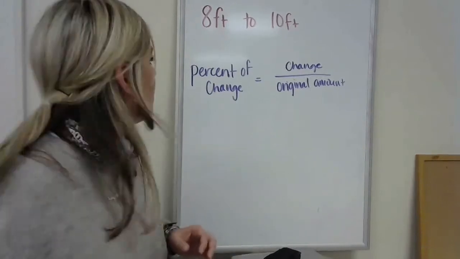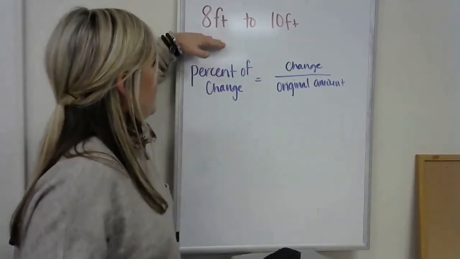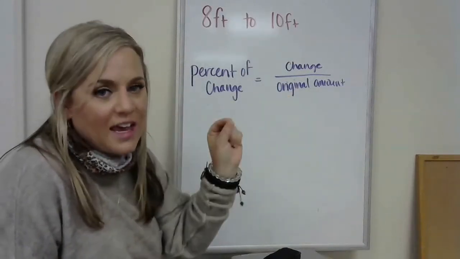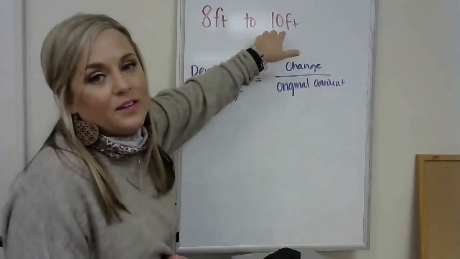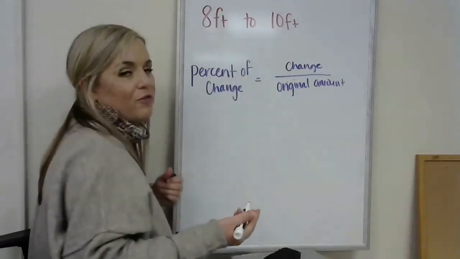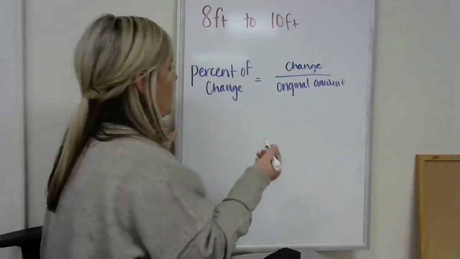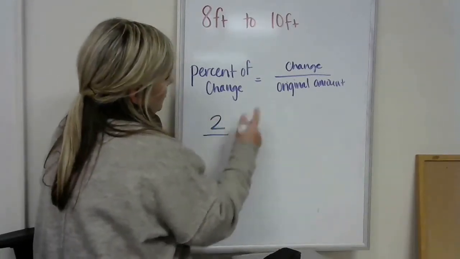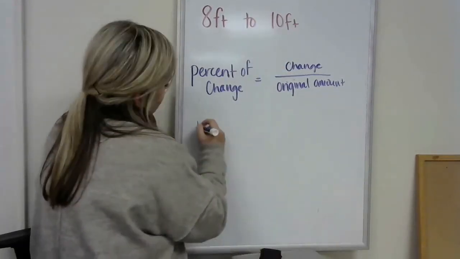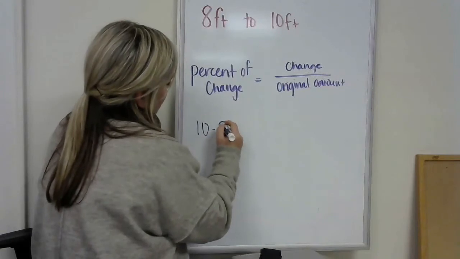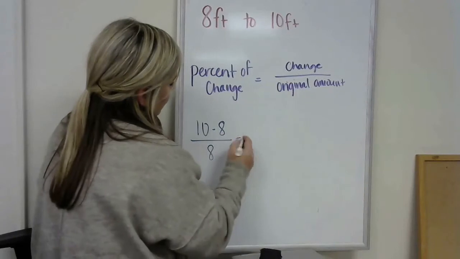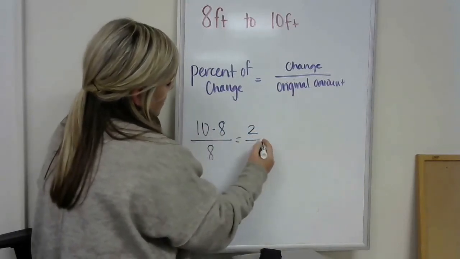All right. So our first one is 8 feet to 10 feet. We want to know what is the percent of change from 8 feet to 10 feet. From 8 feet to 10 feet is how many feet difference? It's a 2-foot difference, correct? So my change is 2. You could actually do it like this: 10 minus 8 over my original amount, which is 8. 10 minus 8 is 2 over 8.